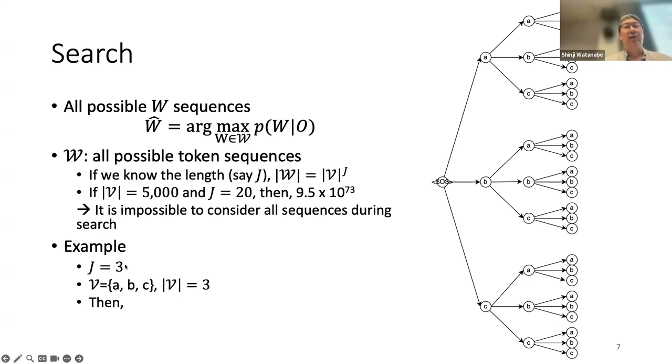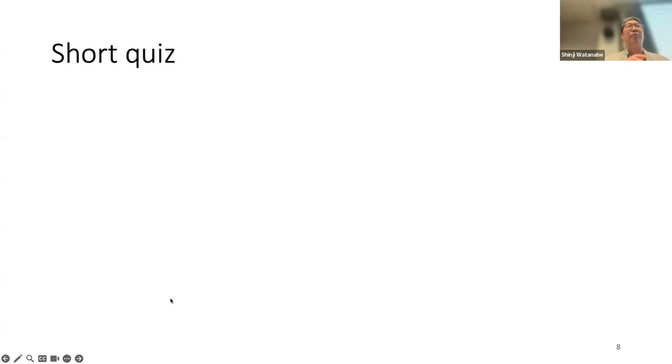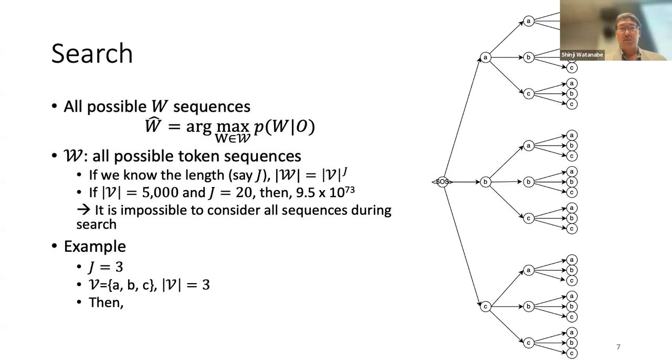And this is one example often used in the lecture. Let's say the token length is three, and the vocabulary is only three, and then I will move to the short quiz. Can you open it? I think the question is how many sequences, how many hypotheses for this particular case that we have to consider.